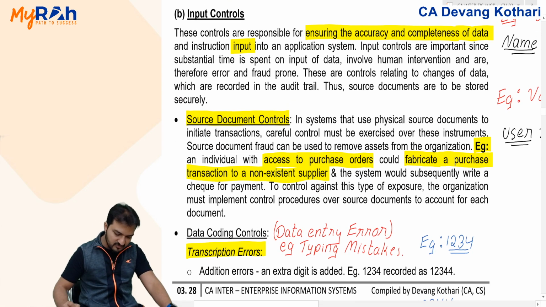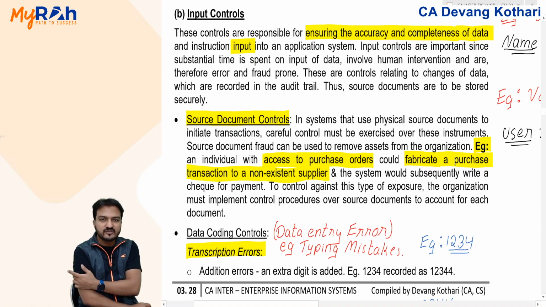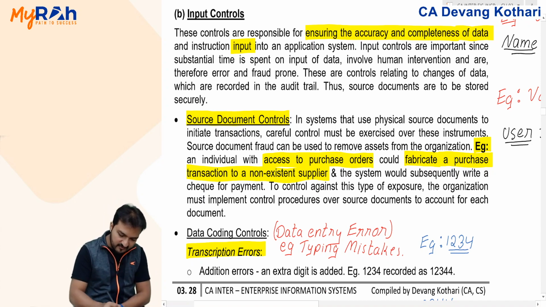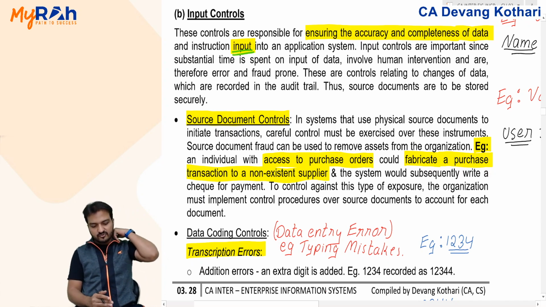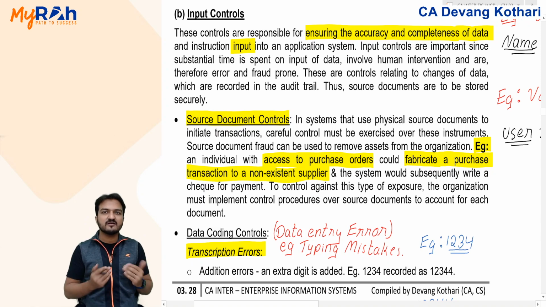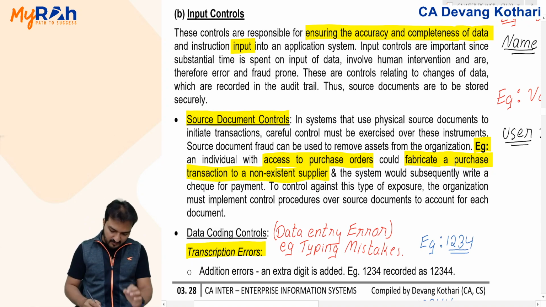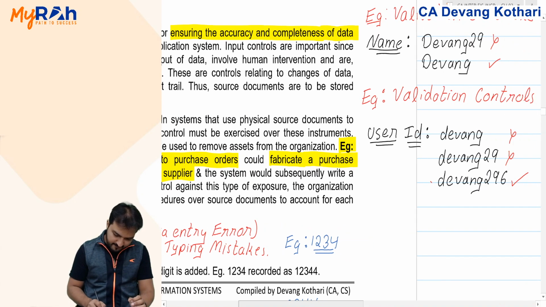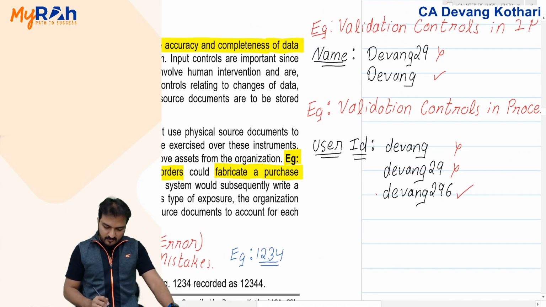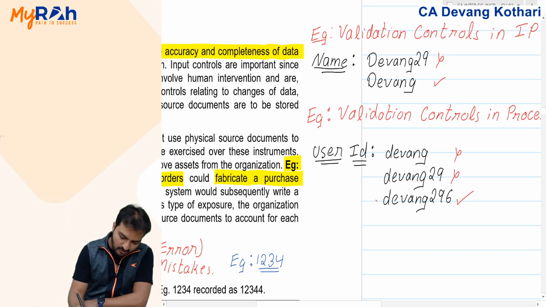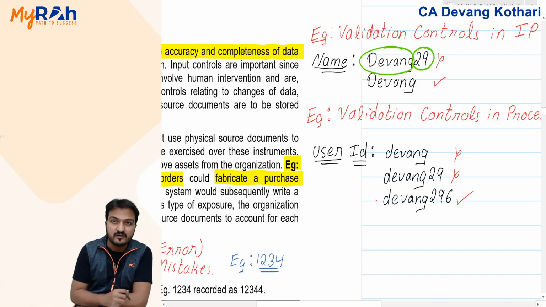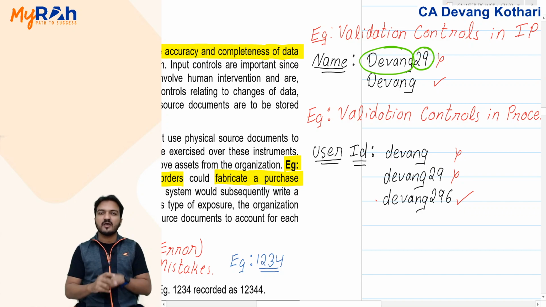Input controls next. Input controls is to ensure the accuracy and completeness of data that is input. Input means the data that you type. So input controls are to ensure accuracy and completeness of the input data. Example, while entering name, say on some website, when they ask you to enter your name, while entering the name field, it will not allow me to type a number. This is basically an input control.